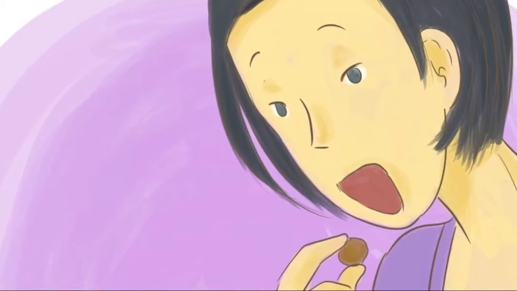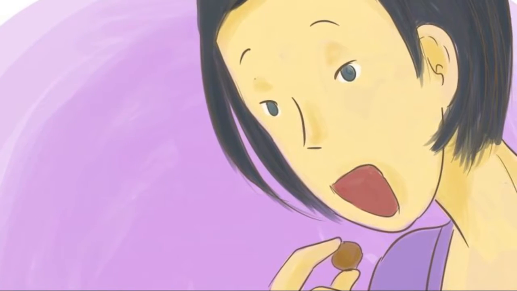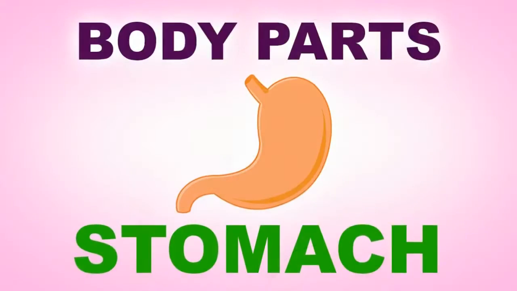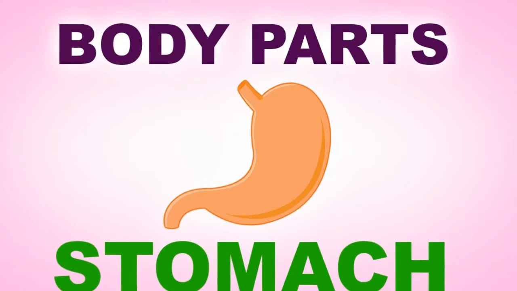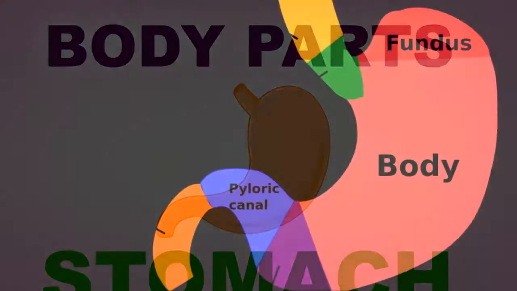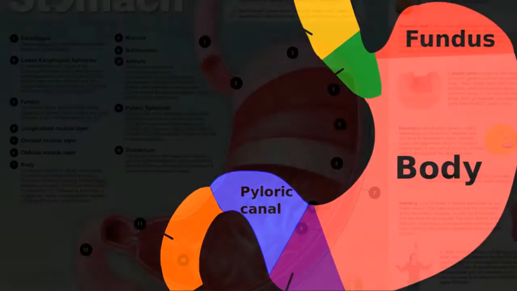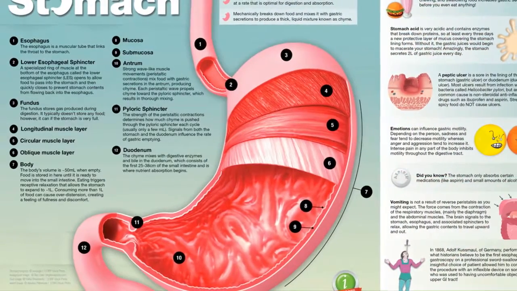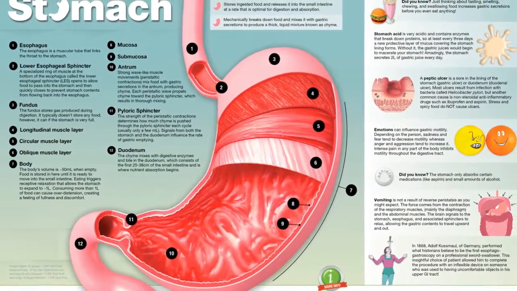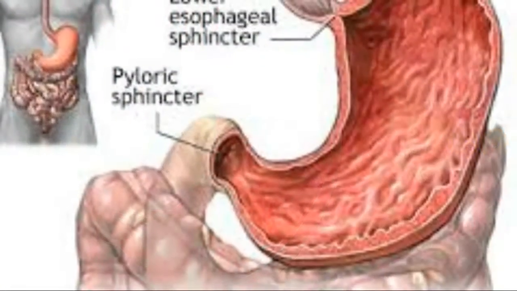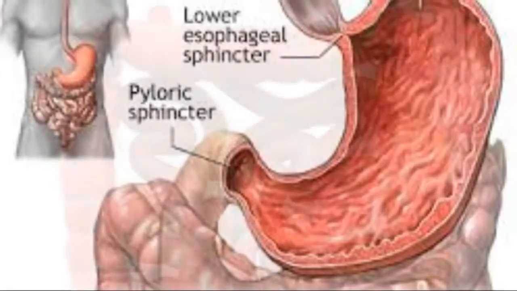Now let's see what's next in our digestive system. The stomach is an expandable sac-like vessel located between the esophagus and small intestines. The three main sections of the stomach are the fundus, the body, and the pylorus. The pyloric sphincter regulates the gentle release of food from the stomach into the small intestine.